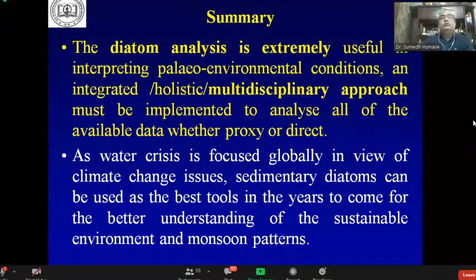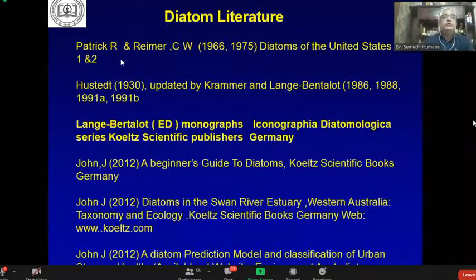So this is the literature. You can use the latest literature by John, 2012. Now recently Karthik has published one handbook also. You can use that to find out the recent diatoms, and how to identify these diatoms.